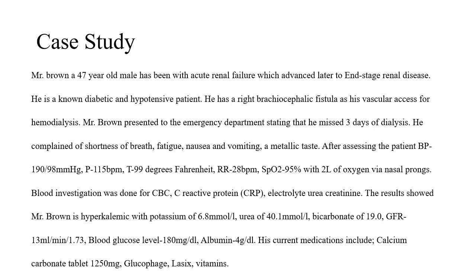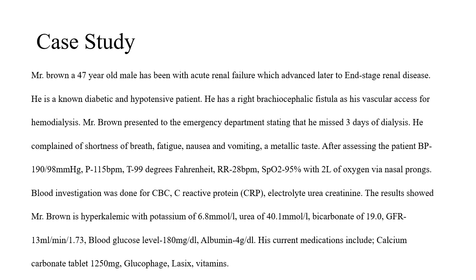Okay, my colleague and I put together a case study, so I'm going to read it off. Mr. Brown, a 47-year-old male, has had acute renal failure, which advanced later to end-stage renal disease. He is a non-diabetic and hypertensive patient. He has a right brachiocephalic fistula as his vascular access for hemodialysis.